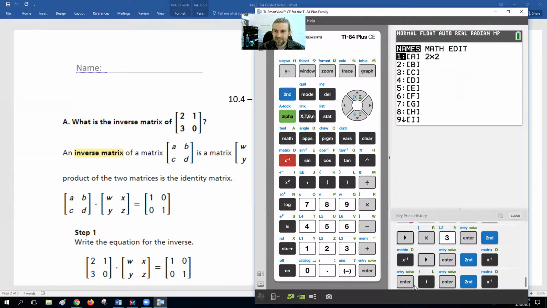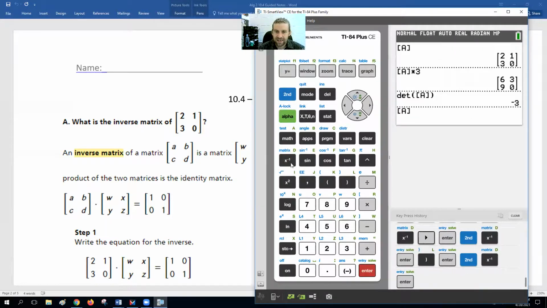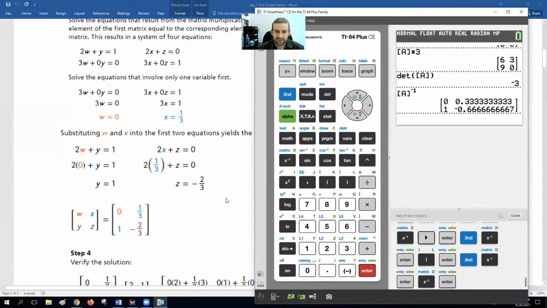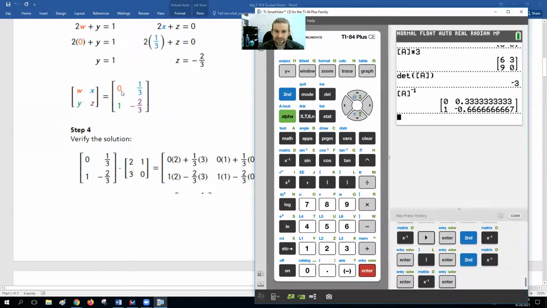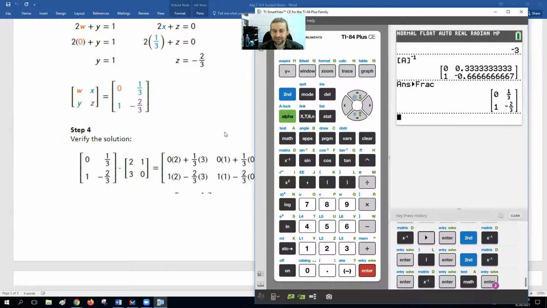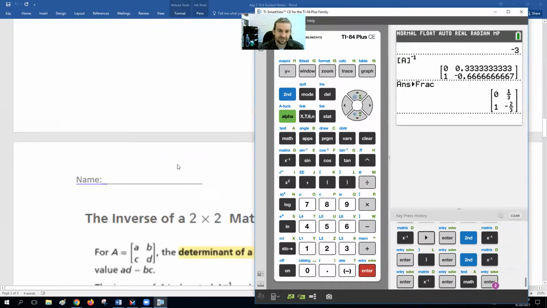If we go second matrix, and I click matrix A, and then we don't press second, but click this button here, x to the -1, that is the inverse function. We can press enter here, and we get those numbers. Now, if we look at our work here, we got 0, 1, or 0, 1/3, 1, -2/3, which looks pretty close. If we wanted to double check, we could press math, enter, enter, and there we go, we have it. So we can use the calculator to find inverses.